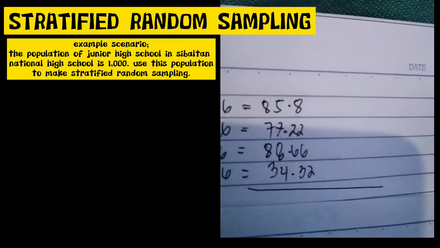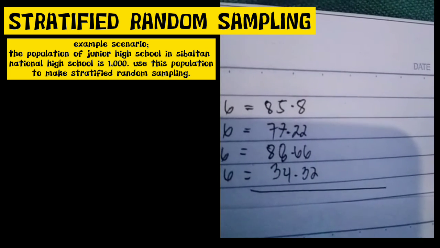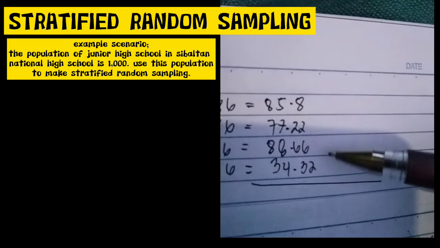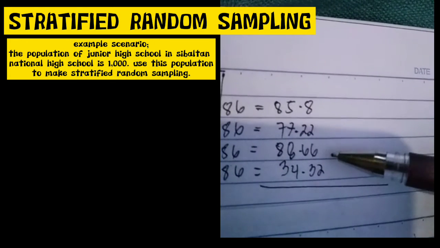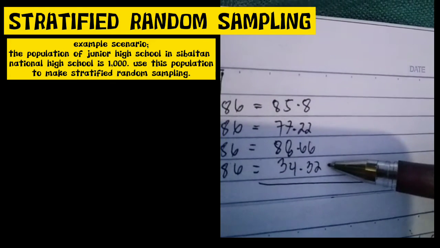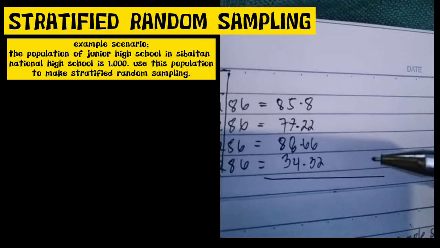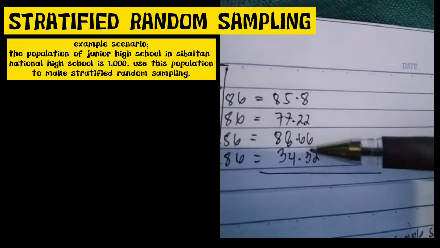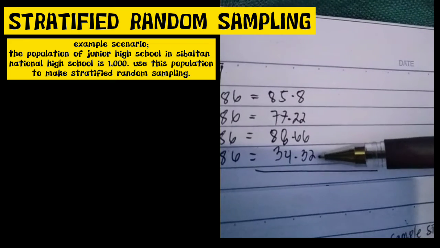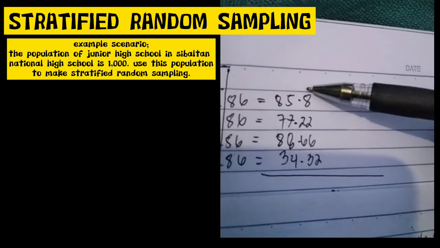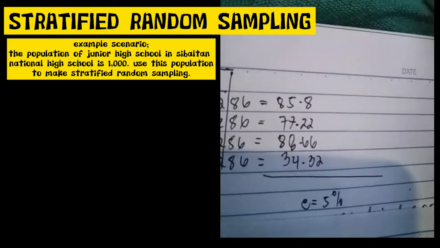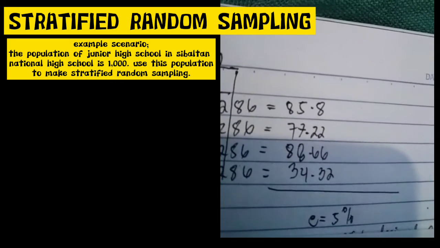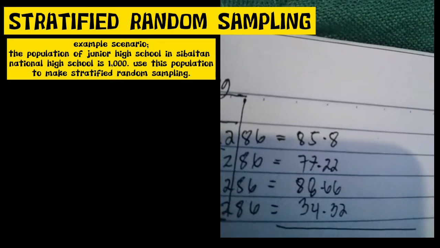So, pag itotal po natin itong 85.8 plus 77.22 plus 88.66 plus 34.32, the total could be 286. Pero wala naman kasing respondent na kalahati, or 0.8 something, 0.22, 0.66, and 0.32. So, kailangan na natin muna silang ilipat sa whole number.